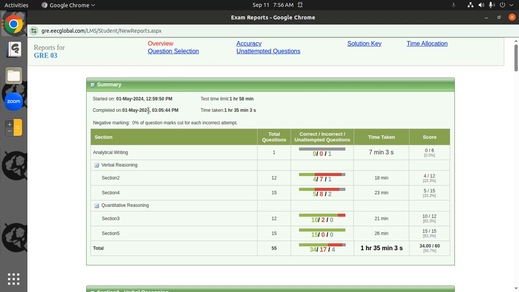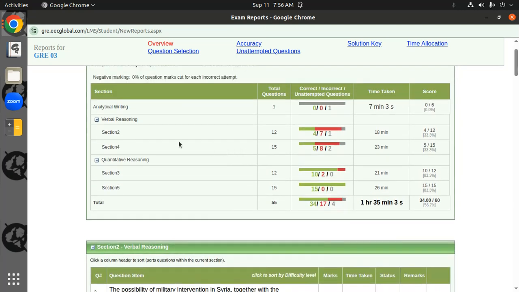It's a summary of the report. You can see the test is written on so and so date, so and so time. This was the length of the time, and this much time the student has taken to complete the entire test. You have verbal reasoning 2 sections, quantitative reasoning 2 sections, total questions, analytical writing assessment 1, for verbal 12-15, for math 12-15, correct, incorrect, attempted questions. The person took 7 minutes to write the AWA.